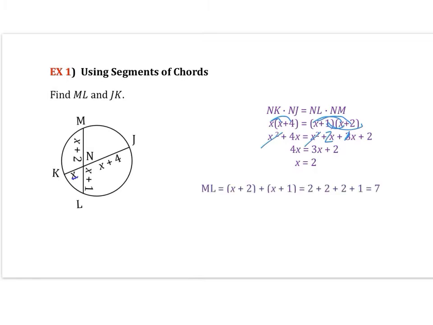All right, next you would substitute in to find the lengths of each chord. So ML is the x plus 2 plus the x plus 1. 2 goes in place of all the x's, resulting in 2 plus 2 plus 2 plus 1, resulting in 7. So the length of ML is 7. And then for JK, substitute 2 in for your x's, so you get 2 plus 2 plus 4, which is a result of 8.